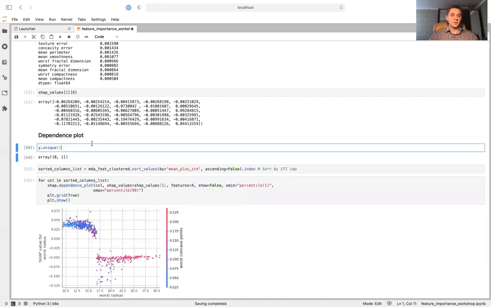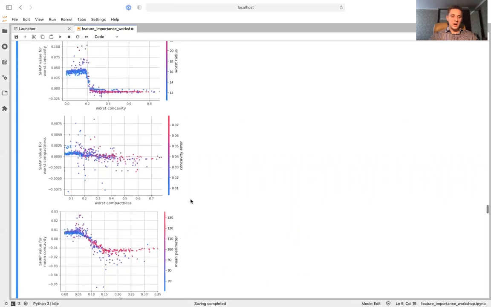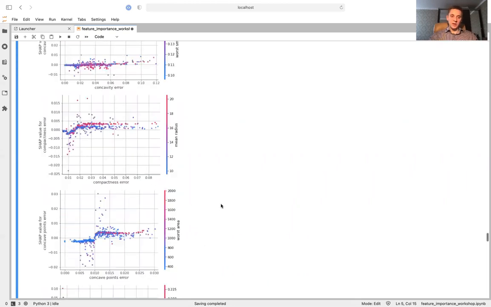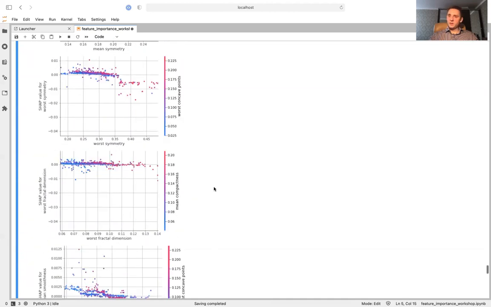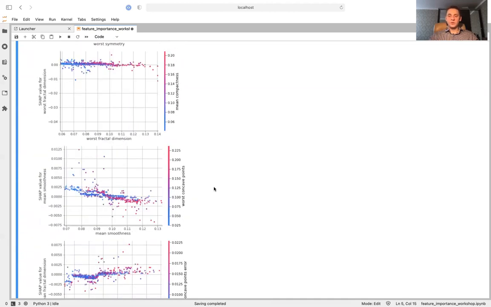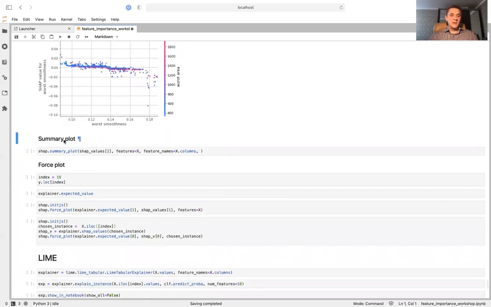Just to make sure. Okay, so we have the array of 0 and 1, so that's okay. So that's actually the kind of pattern which was captured by our model. So here, these are dependence plots, which are extremely applicable if you would like to get a better understanding of what kind of pattern was captured by your model. So now let's build summary plot.